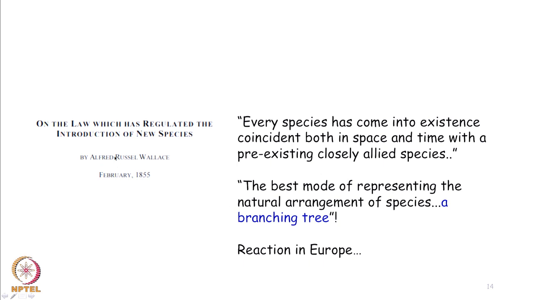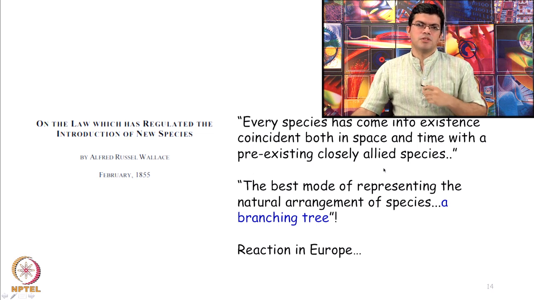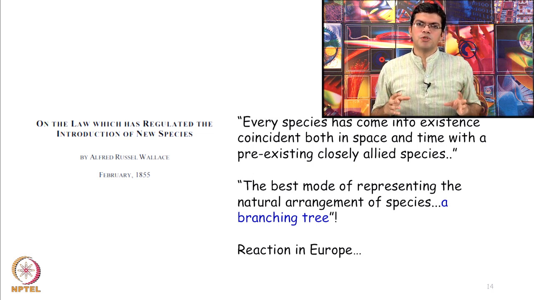And in 1855, Alfred Russel Wallace wrote an essay called On the Law Which Has Regulated the Introduction of New Species. And in this he writes that every species has come into existence coincident both in space and time with a pre-existing closely allied species. Again, he is arguing the same thing which Darwin saw in South America, that species just don't crop up anywhere. Species arise in areas where similar looking species already exist.